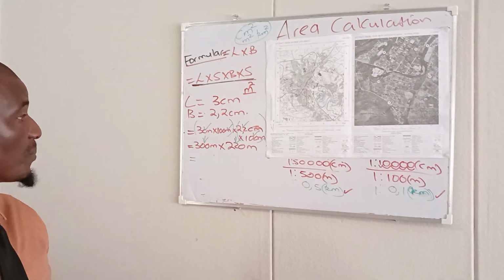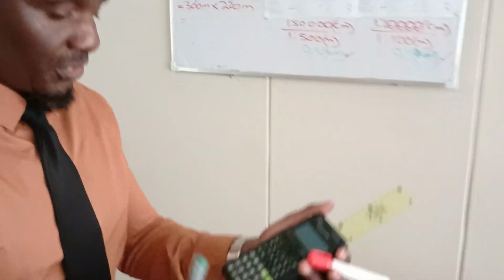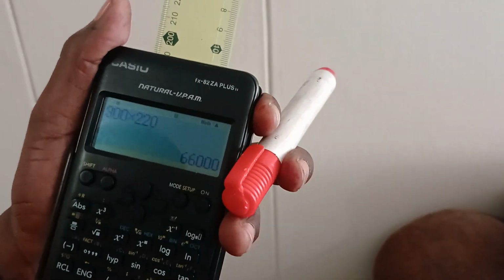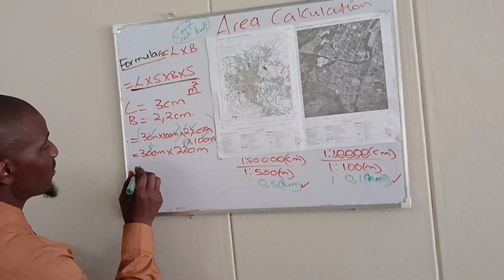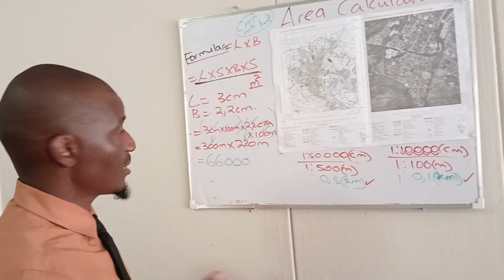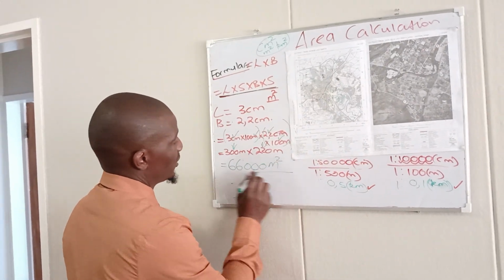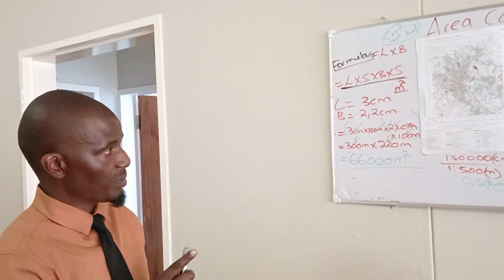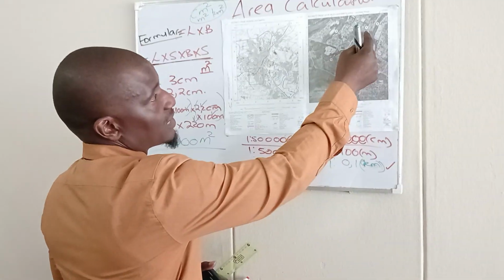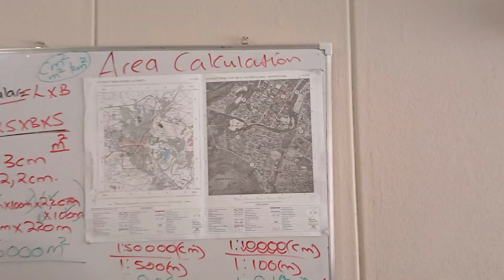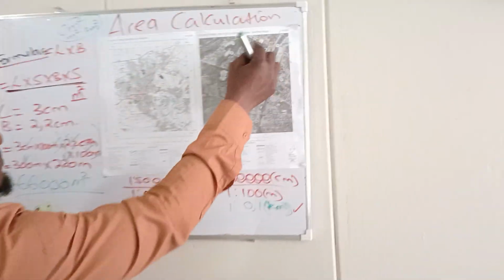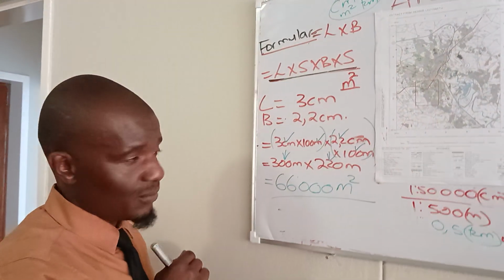So now I'm going to multiply my length and breadth, which is 300 multiplied by 220. What do I get here? I've got 66,000. Remember, my answer is supposed to be square meters. It's 66,000 square meters. That would be my answer. Because I've been asked to calculate the area of this feature 6 on the orthophoto map in square meters. So that's how I'll do my calculation to get the area of feature 6 on the orthophoto map.